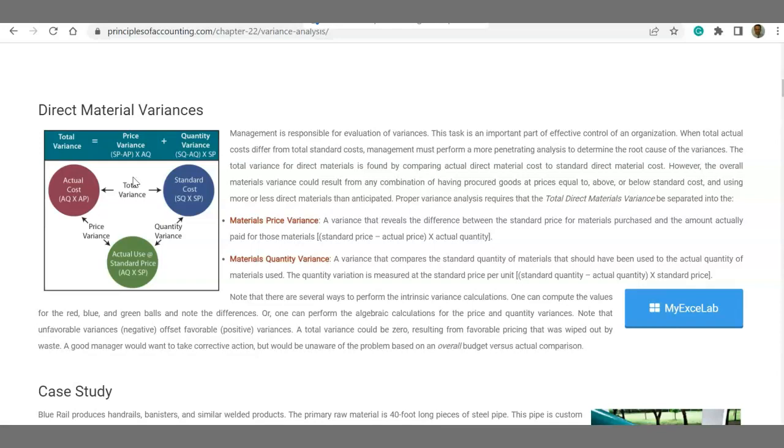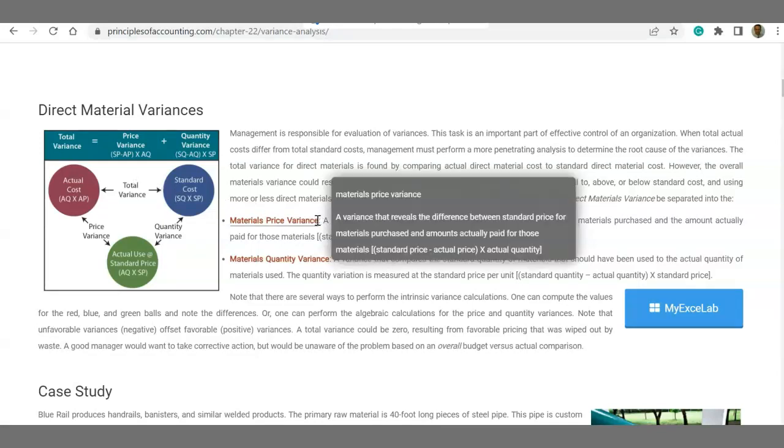evaluation and analysis. Material price variance is a variance that reveals the difference between the standard price for the material purchased and the amount actually paid for it. That is standard price minus actual price, times actual quantity. So standard price minus actual price gives you a difference, times actual quantity. That will be the material price variance.